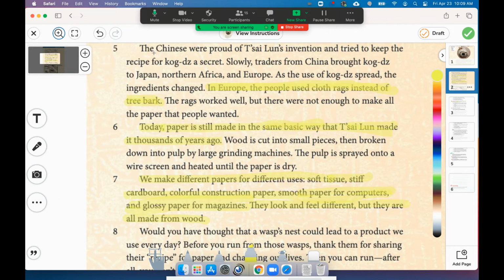The Chinese were proud of Ceylon's invention and tried to keep the recipe for cogdus a secret. Slowly, traders from China brought cogdus to Japan, Northern Africa, and Europe. As the use of cogdus spread, the ingredients changed. In Europe, the people used cloth rags instead of tree bark. The rags worked well, but there were not enough to make all of the paper that people wanted.